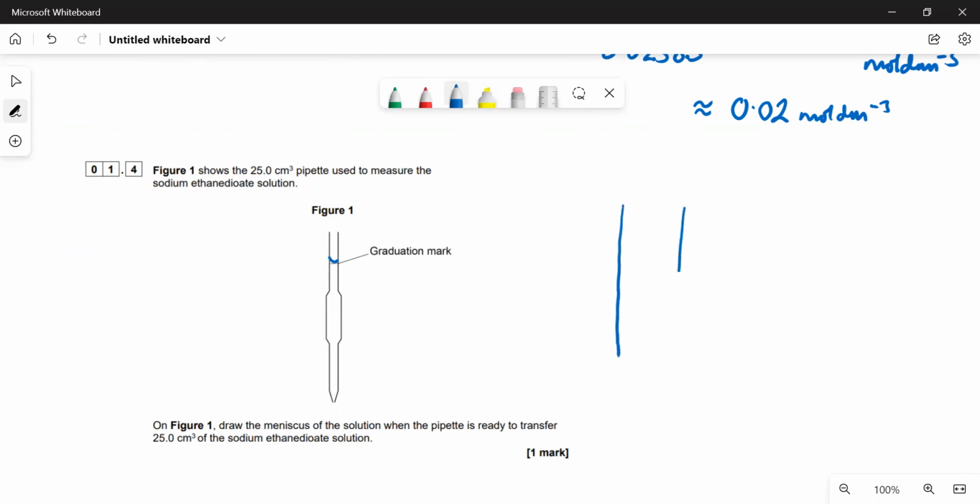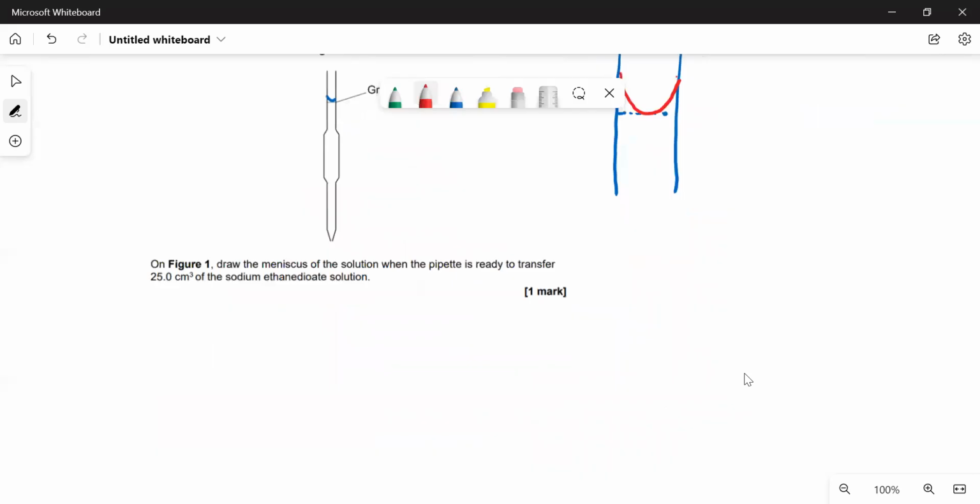Okay, right, there's your mark, and you want your meniscus to be like that. I'll put it in a different color. Just the bottom of the meniscus touching the mark line. That's what you want for 1 mark. That's the correct answer.